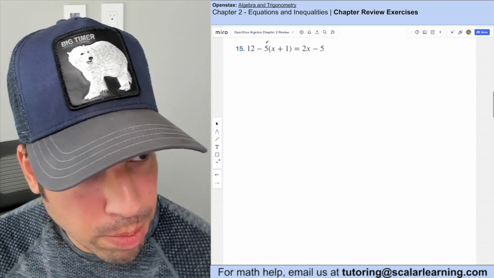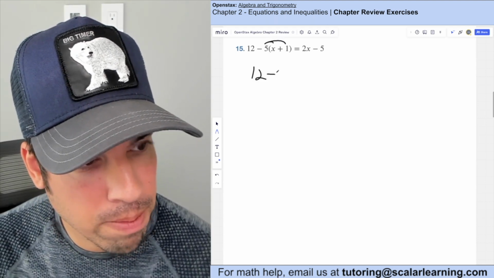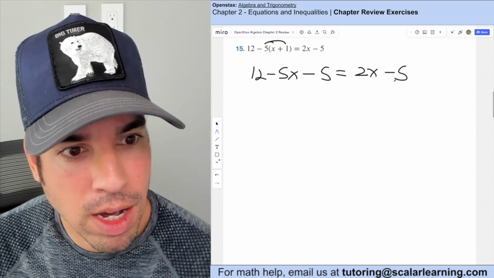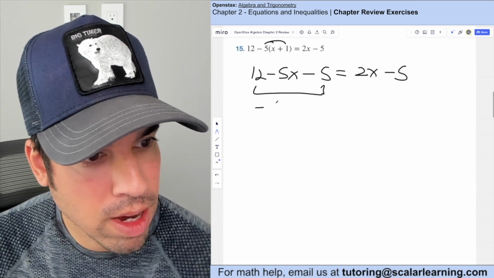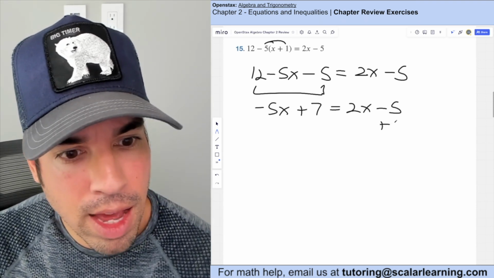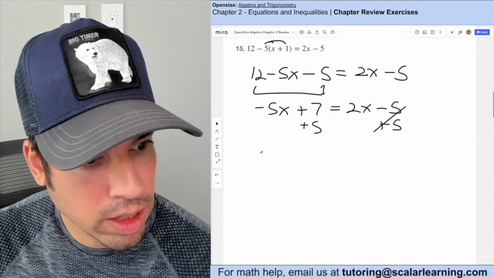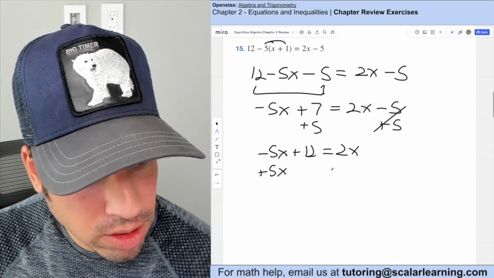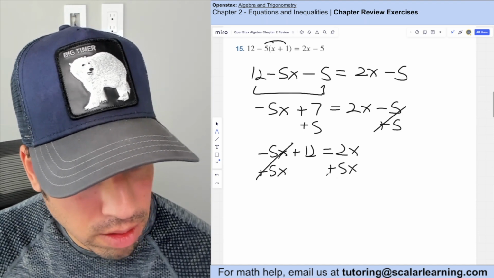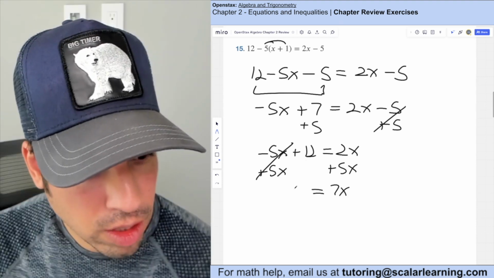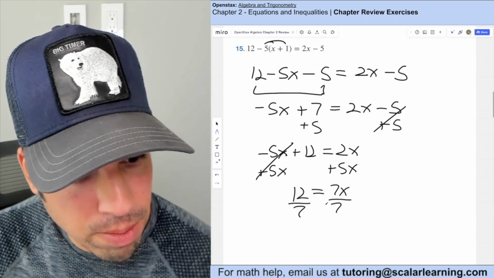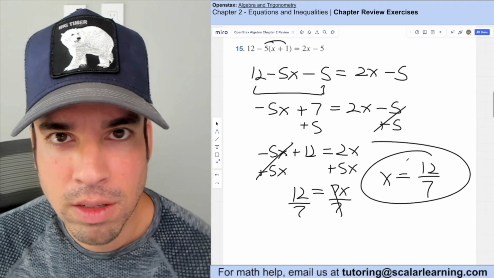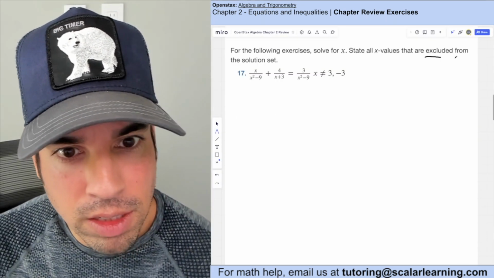So first we're going to solve for x by distributing this -5. So I got 12 minus 5x minus 5 equals 2x minus 5. Now we're going to combine like terms. 12 minus 5 is 7. Then I'm going to add 5 to both sides like so, and I get -5x plus 12 equals 2x. Then I'm going to add 5x to both sides to get the x's and the numbers by themselves. So we got 7x equals 12. Last but not least, divide by 7. Boom. We get x equals 12 over 7. Done.